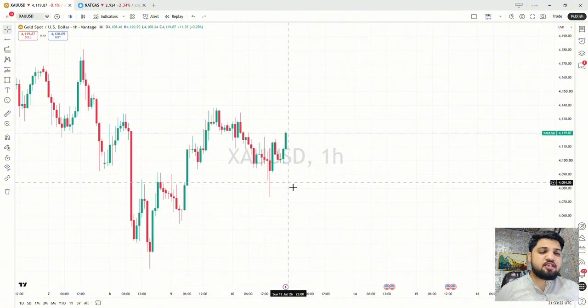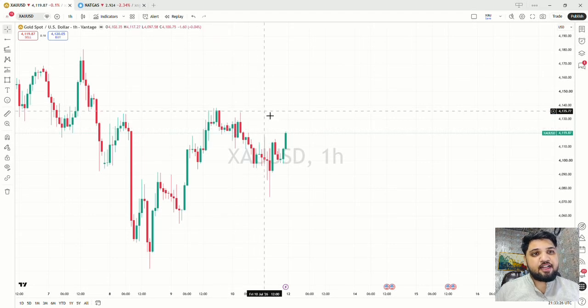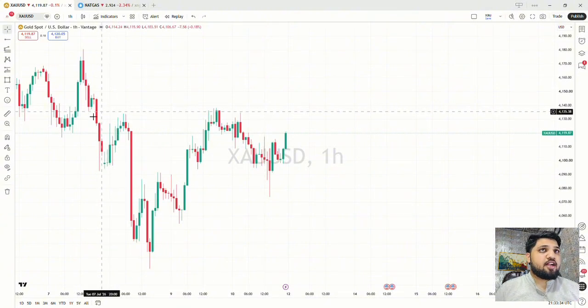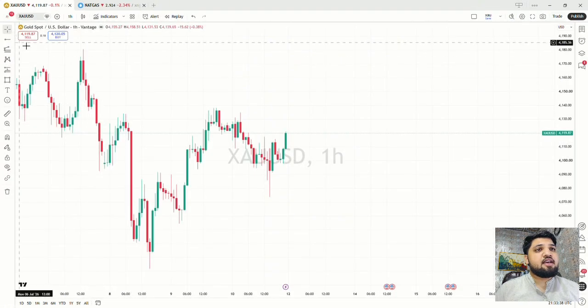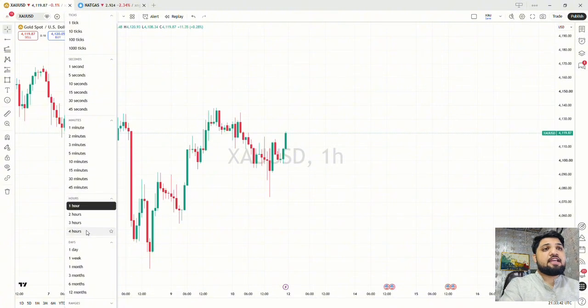So as you can see on your screen, this is a chart of gold according to the 1 hour candle, and in this video we are going to analyze gold according to different time frames such as weekly, H4 and daily. So let's move to the weekly time frame so we can find out many other things, the link between one time frame and another.